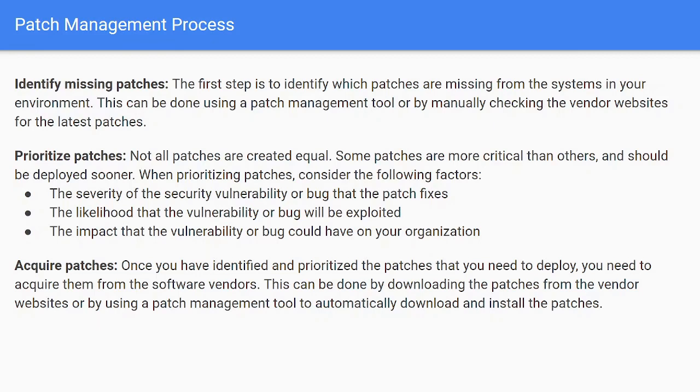Then the next point is acquire patches. Once you have identified and prioritized the patches that you need to deploy, you need to acquire them from the software vendor. This can be done by downloading the patches from the vendor or by using a patch management tool to automatically download and install the patches. So how does this work? When you find out, okay, these are the patches that are missing, these are my priority patches, what do you do? You go to the vendor's website, you go to the software and download those patches, or you can use a patch management tool to download those patches.